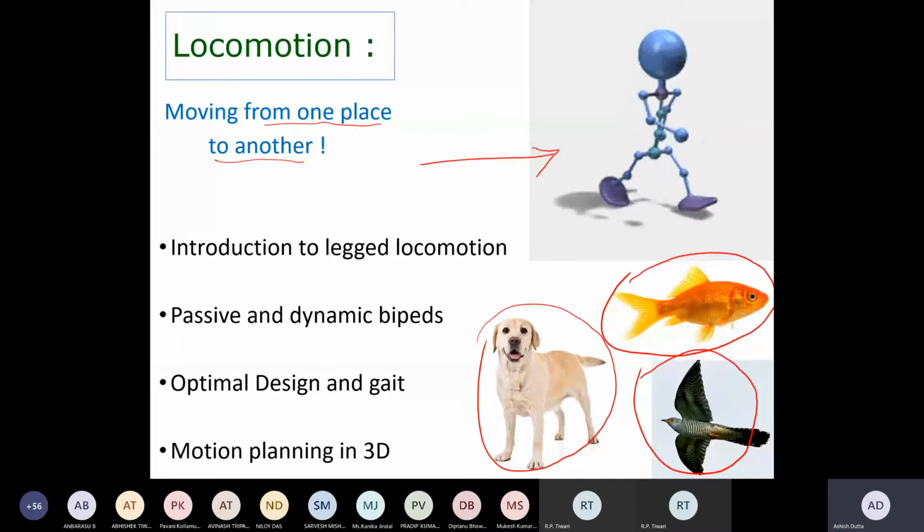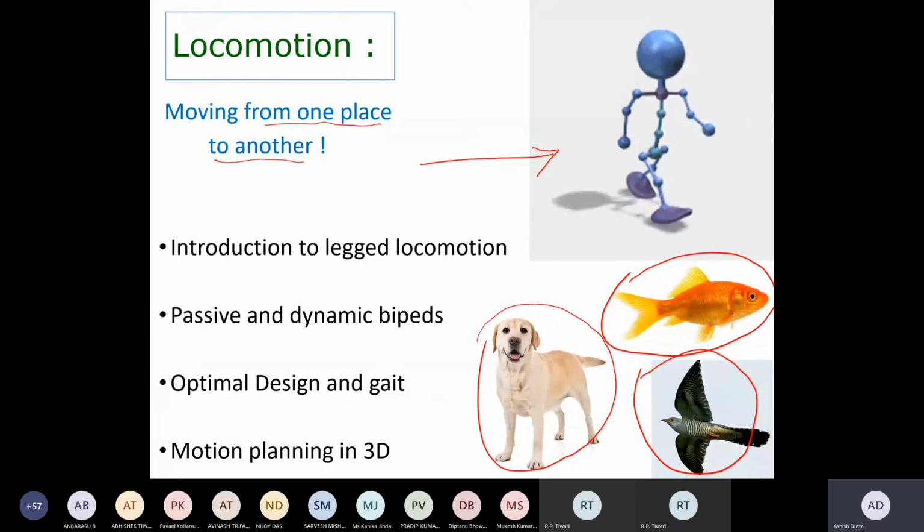Now, in today's talk, I'll talk about an introduction to legged locomotion, the robotics legged locomotion, especially how we have evolved in the area of legged locomotion. Then passive and dynamic bipeds. These are two classifications in which bipeds are divided. Then optimal design and gait. How do you get an optimal trajectory when you're walking?